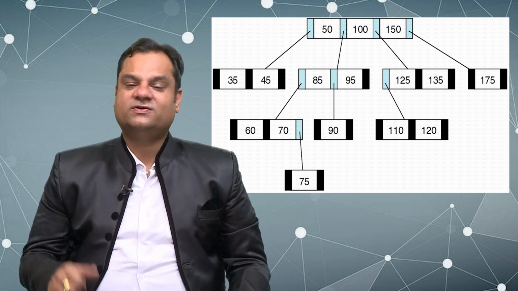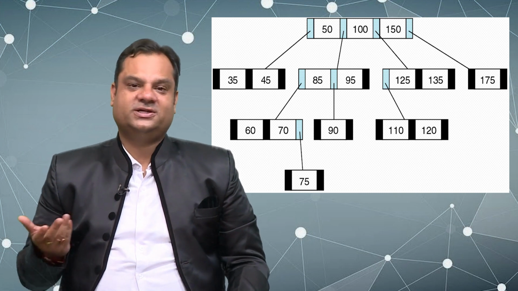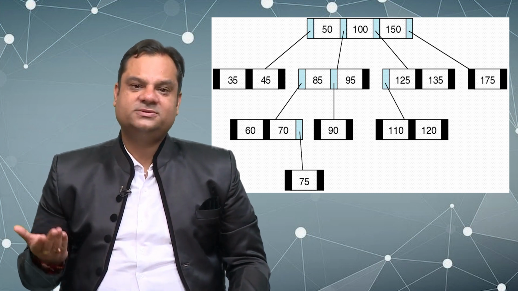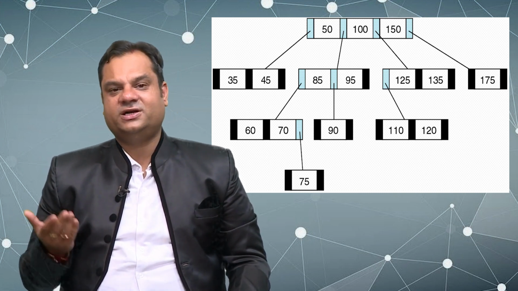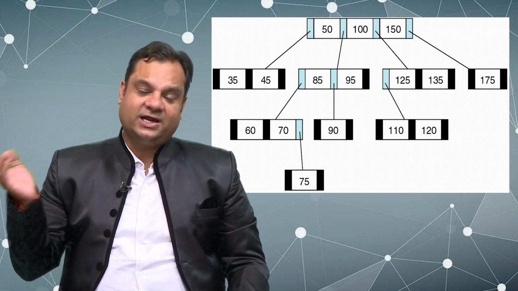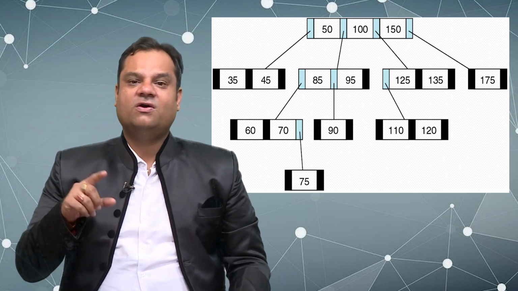And the last one is 175. 175 is greater than all the root node items, that's why 50, 100, 150. That's why it should be connected as a right child or the right successor of 150.